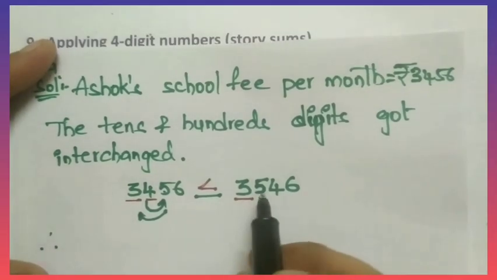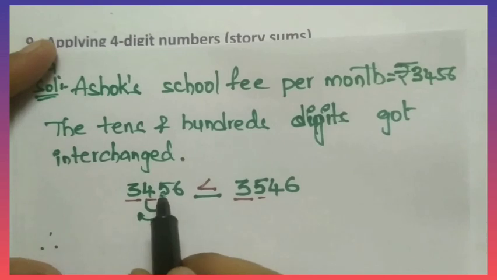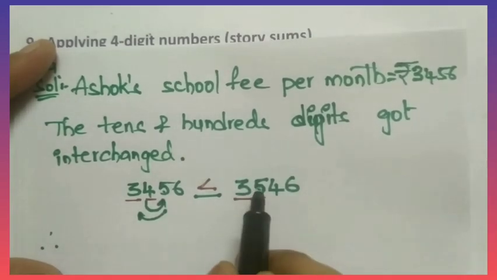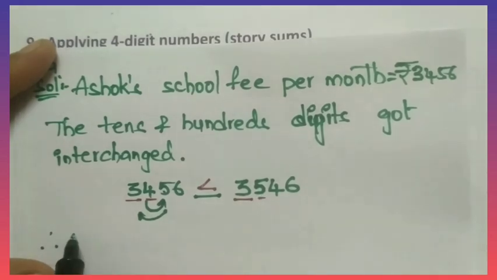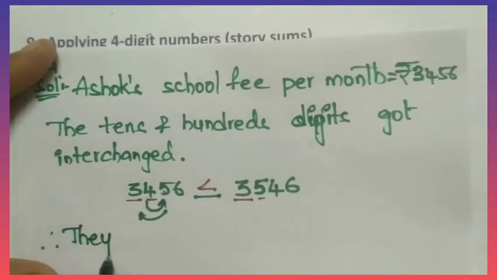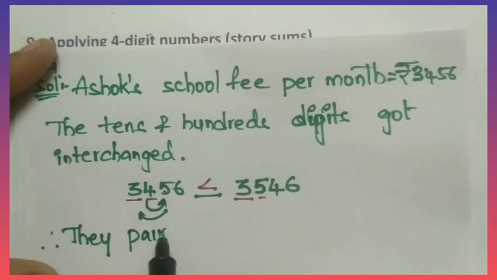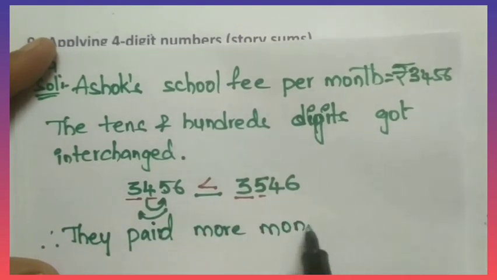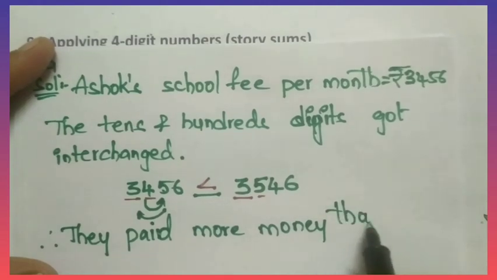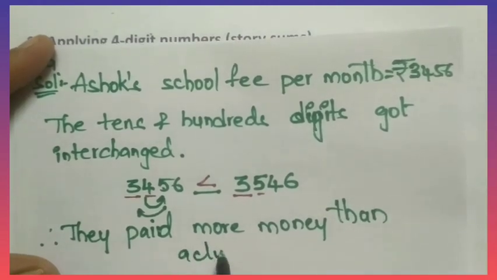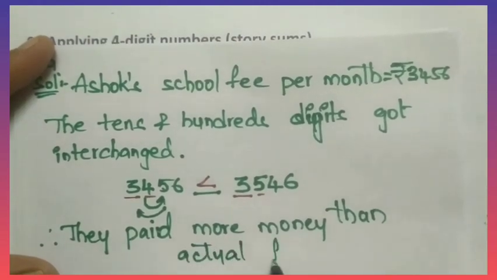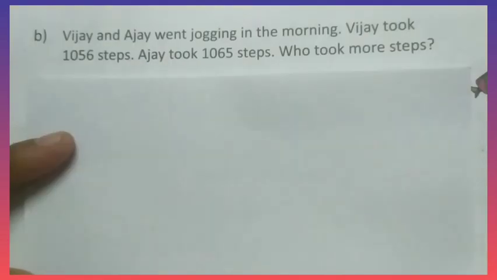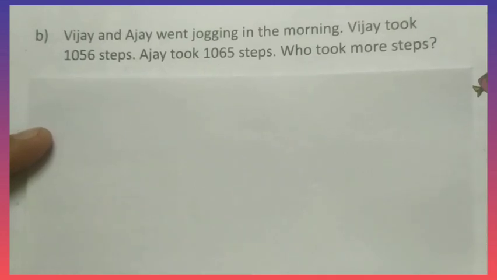Therefore, this is the actual fee, and this much their parents paid. So this is greater. So they paid more money than the actual fee. Okay, this is the first answer. Now look at B question.